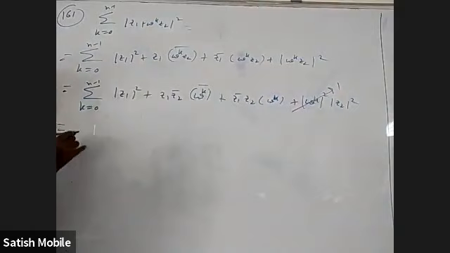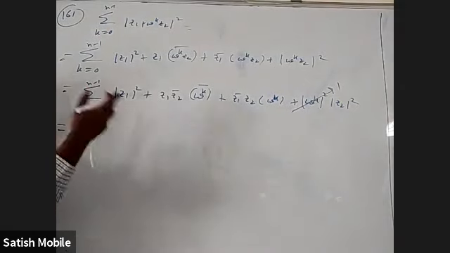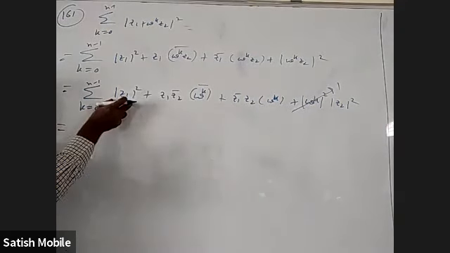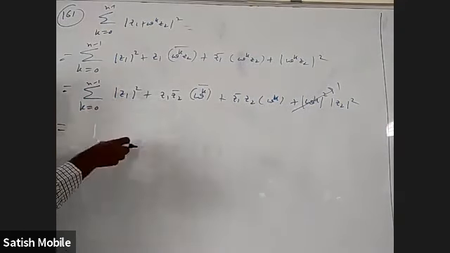Now when I expand the sigma, I'll put k equal to 0, k equal to 1, k equal to 2. This is same: mod z1 square, mod z1 square, mod z1 square. We'll get n times because 0 to n minus 1 is n times. So n times mod z1 square. Coming to this, I'll get z1, z2 conjugate.